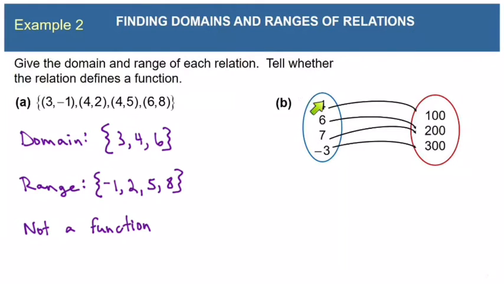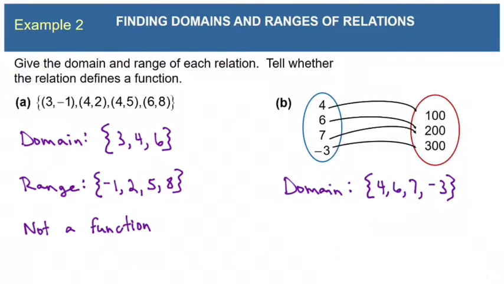Now let's look at part B. We have the x value of 4 matches a 100, the x value 6 matches a 200, the x value 7 matches a 200, and the x value -3 matches a 300. So I don't see any x values that are matching two different y values, so this is going to be a function. Let's list the domain.